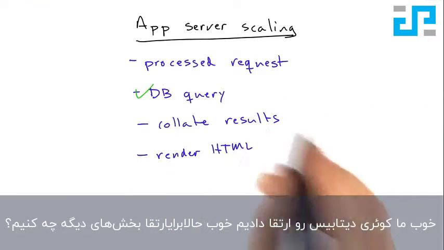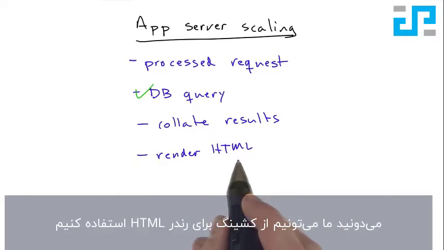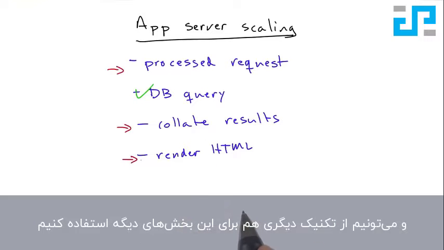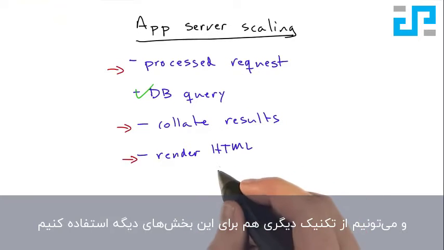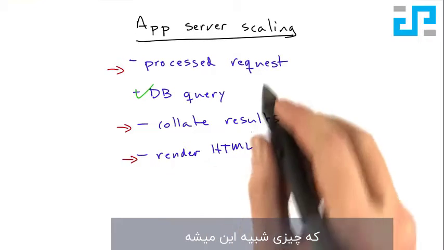So we've improved the database query, but what if we want to improve these other pieces? You know, we can use caching to render HTML. That's definitely a technique there. And we can actually use another technique on handling all three of these parts of the request, which is adding additional app servers. And this looks something like this.